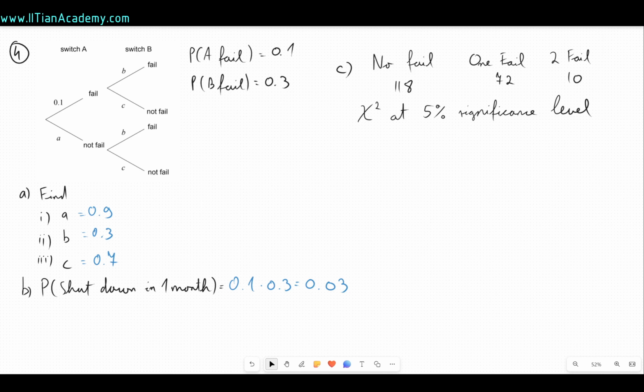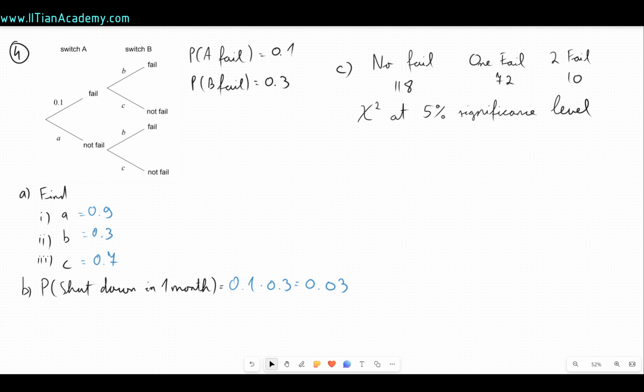So in part C, we are told that the owner of the generator is suspicious of the manufacturer's claim. So they look back at the past 200 times a switch was replaced, and they recorded how many switches had failed. And we need to do a chi-squared goodness of fit test at the 5% significance level to see whether the manufacturer's claims were correct. So we firstly need to calculate the probability of each of these theoretically, so according to the manufacturer, and then compare this with this observed data according to the chi-squared goodness of fit test.